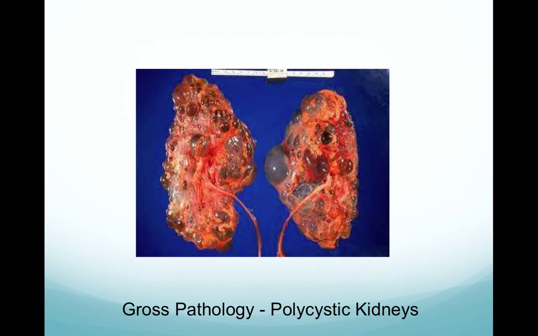This is an example of polycystic kidney disease, a very common inherited condition in Persian and Abyssinian cats that can lead to kidney failure at a fairly young age.